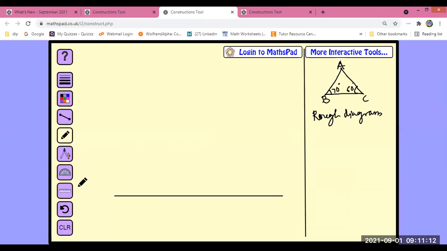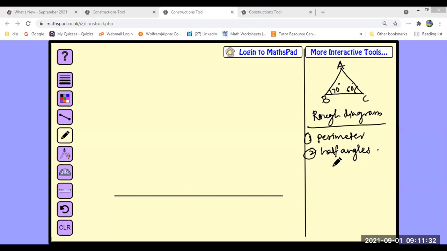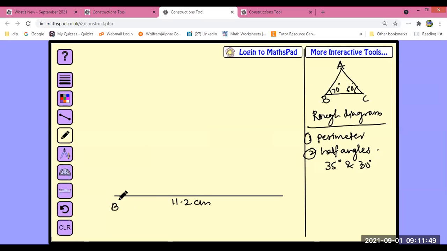Okay. And then we need to draw angles. So first step, you draw the perimeter. Second step, half angles. So half of 70, that is 35. So we need to draw 35 degrees and 30 degrees. Okay, how do you label this? That's 11.2 centimeters. And you can label this as B dash, C dash. Okay, B dash corresponds to B.